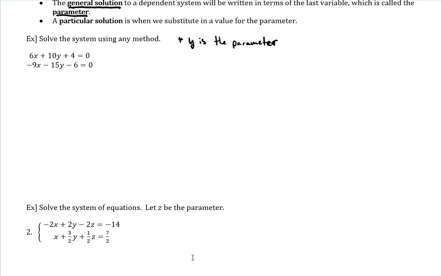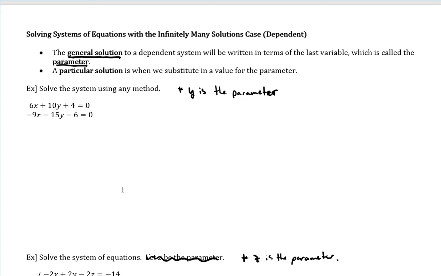Whereas the second one, they told us let z be the parameter. They didn't have to tell us that because we have x, y, z. Automatically z would be the parameter anyway. Regardless, the last letter is z, so z is the parameter. If they didn't need to tell us that, it would be assumed. Anyway, so we've got a general solution.